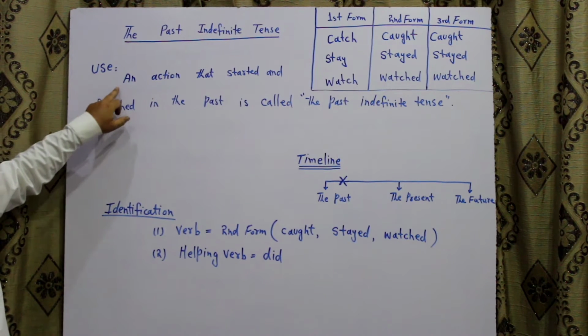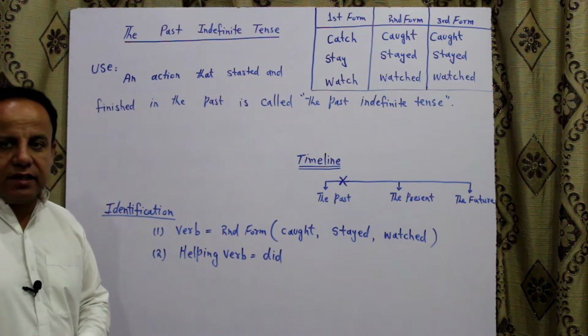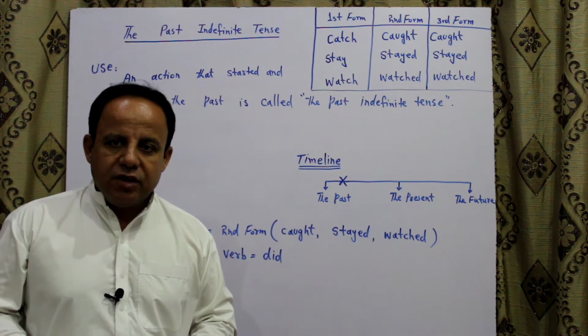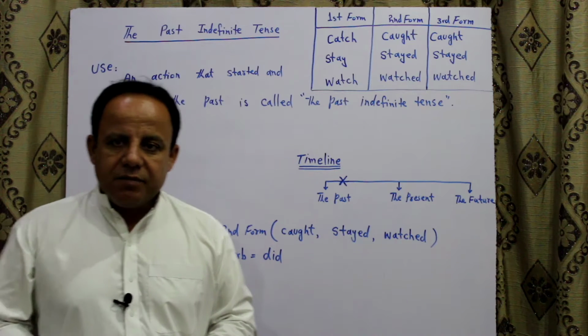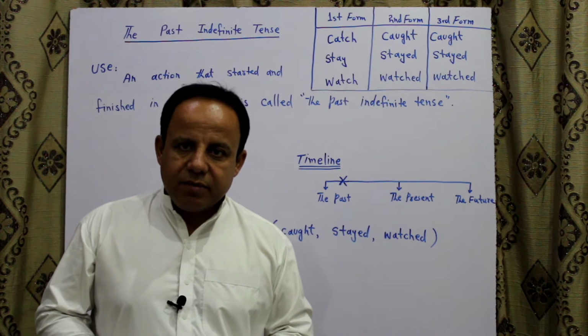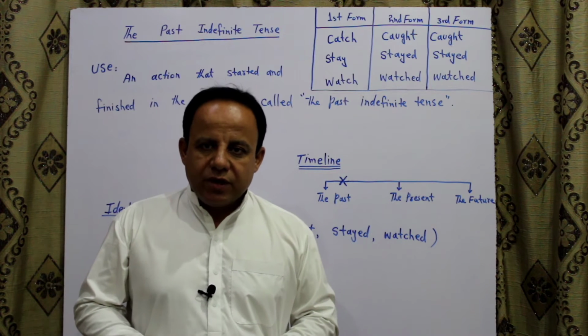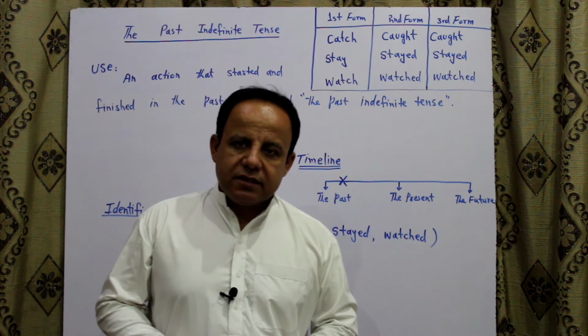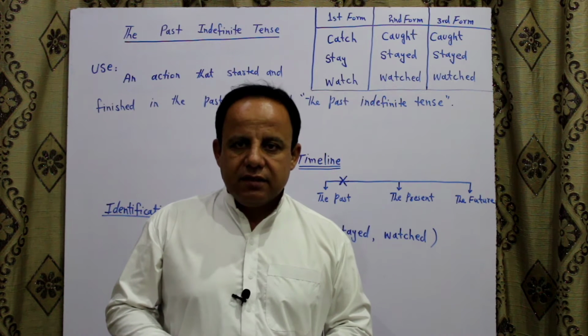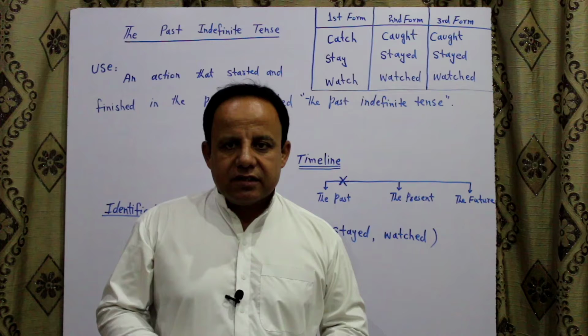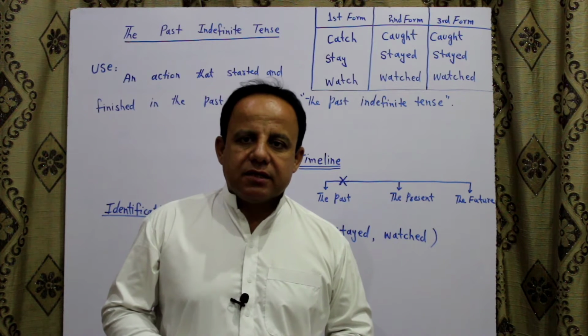An action that started and finished in the past is called the past indefinite tense. It means any action that happened in the past, or we did it in the past, is called the past indefinite tense. Mostly, before now, whatever we did is counted in the past tense. Mostly the past indefinite tense is used in stories or events which occurred or happened in the past.